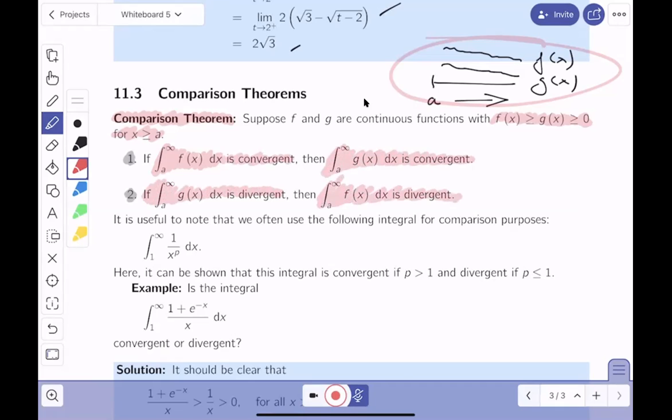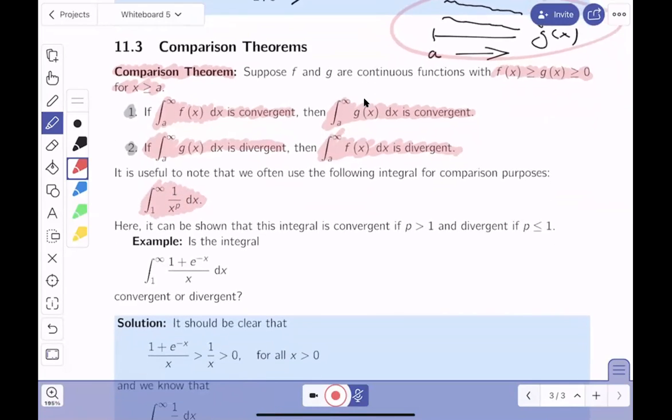All right. So the bottom line is, someone says, well, gee, how could I find a comparison? Well, we try to keep it really simple. And what we do is we try to keep it really, really simple by, it says, a useful note is often the following integral is used for comparison. So they're saying over here, this one here is going to be a useful integral for comparison. It's useful.